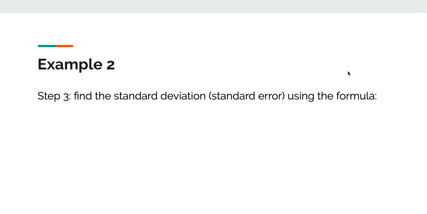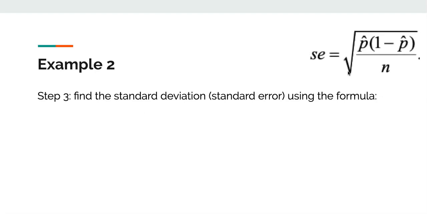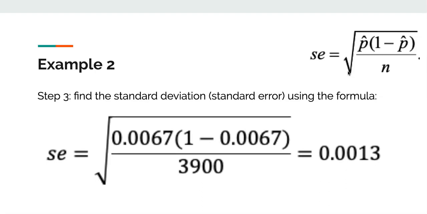P-hat. Step number 3, let's find the standard error using the formula, our P-hat and the square root formula. So P-hat, we just found it together, 0.0067. If you subtract that number from 1, multiply those two, divide it by 3,900, and take the square root of that, you will get, I know you will, on your calculator, the standard error to be 0.0013. Listen, standard error is not the same thing as the margin of error. For our standard error to become the margin of error, we need to multiply this SE, the standard error, by the Z-score that we found in step number 1.